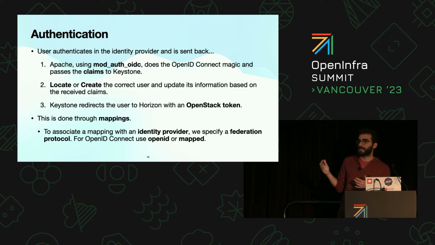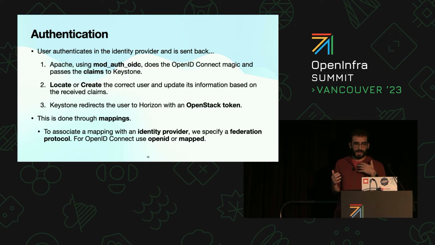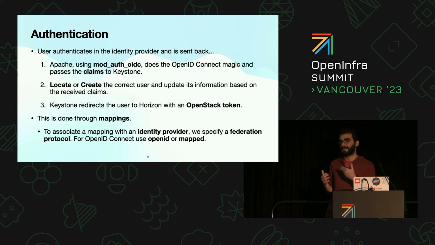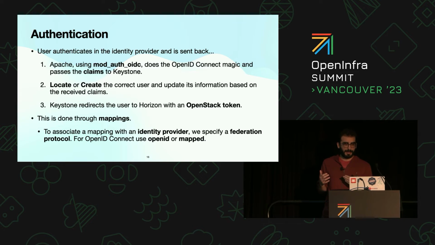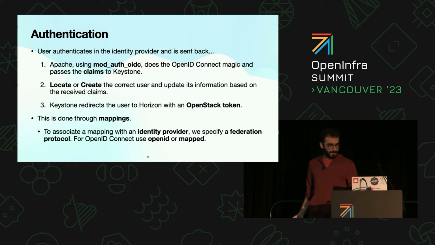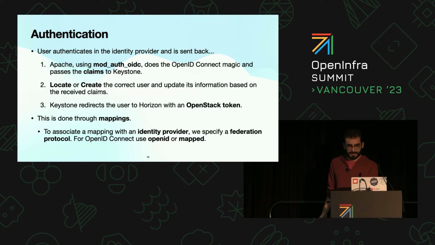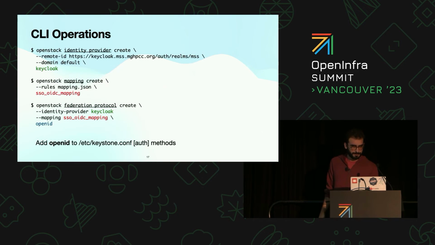And the terminology that's important here is you have a mapping, you have an identity provider, and you have a federation protocol which ties the two together in Keystone. And for OpenID Connect, the protocol is either OpenID or mapped. This is what Keystone uses for specifying the authentication plugin for those two things.